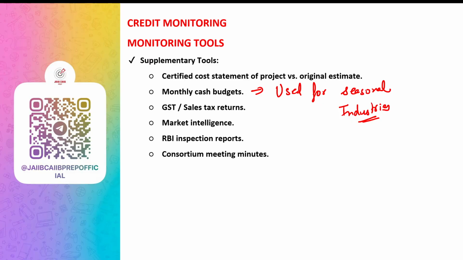Then we have GST tax returns, used to verify actual sales turnover and tax compliance. Market intelligence is there, informal sources mainly, like suppliers, customers, industry reports. RBI inspection reports are there. So RBI checks banks' own monitoring and points out deficiencies. Consortium meeting minutes are there. So when multiple banks finance the same borrower, they share updates and concerns.